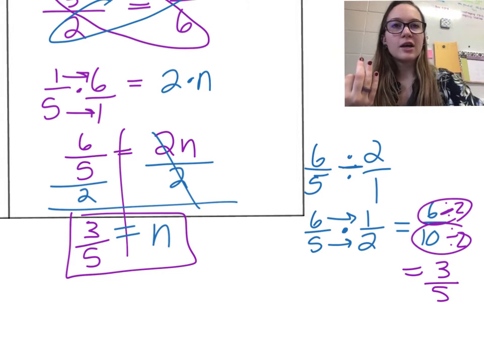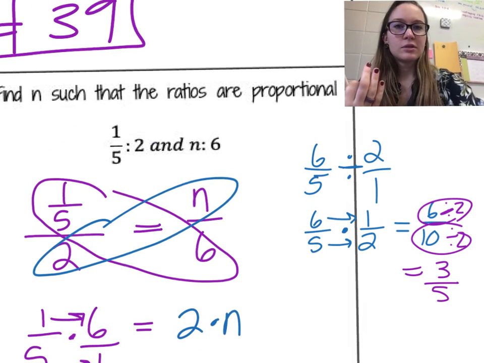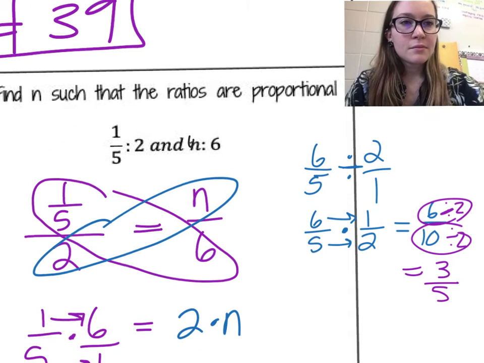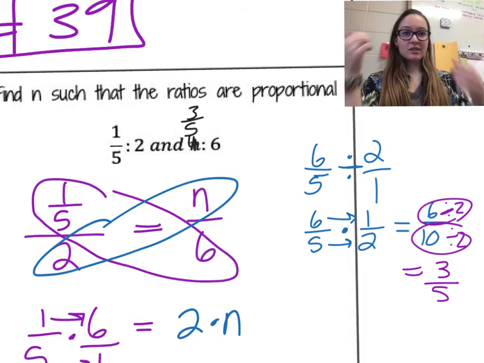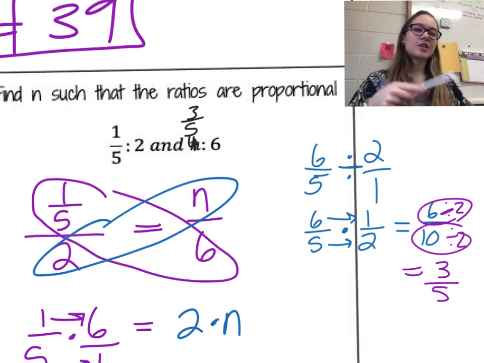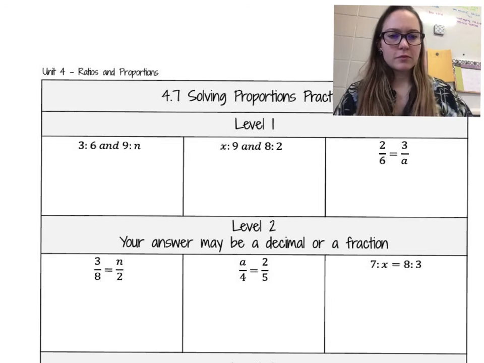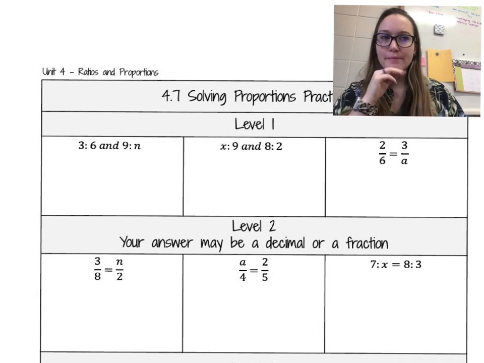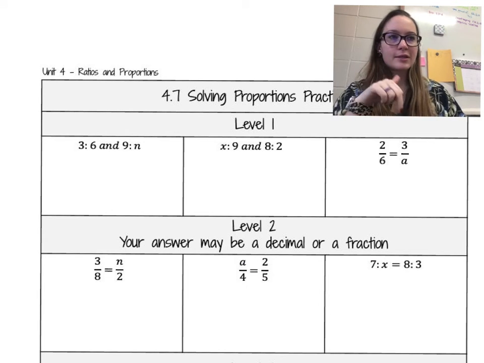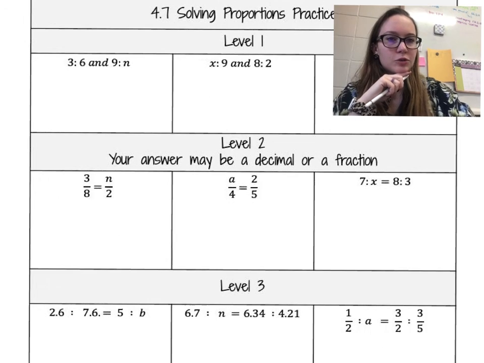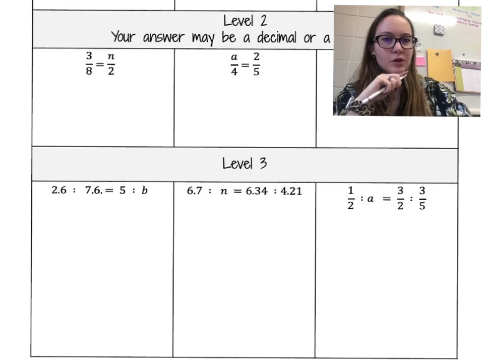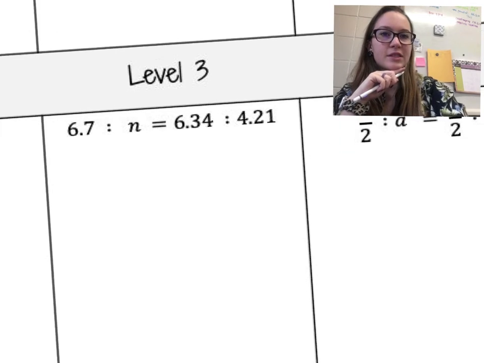So when I go back up to my initial ratio, instead of n, I can put 3/5, and that makes my ratios proportional. All right, let's check out a couple homework problems. All right, for your practice, I'm gonna let you do most of them on your own because you guys are equations and proportions rock stars by now, okay? But I will do a level 3 with you. How about the second one of level 3?